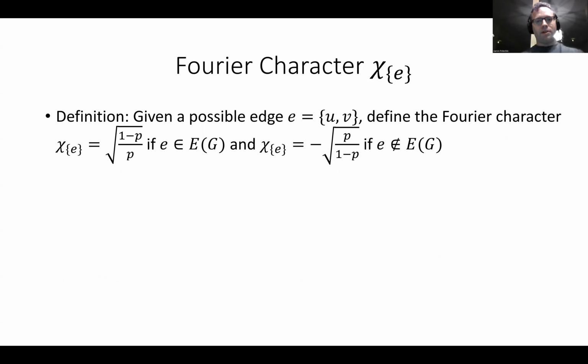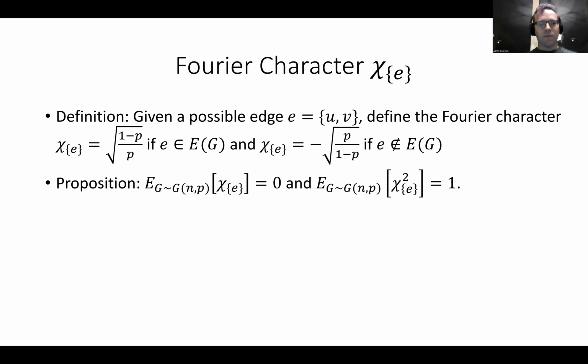To describe this algorithm, it's useful to introduce the following Fourier character chi-e on a possible edge e. Given a possible edge e equals uv, define the Fourier character chi-e so that it's equal to the square root of (1 minus p) over p if e is in E(G), and it's equal to minus the square root of p over (1 minus p) if e is not in E(G). It's not hard to check that the expected value over G(n,p) of chi-e is 0, and the expected value over G(n,p) of chi-e squared is 1.